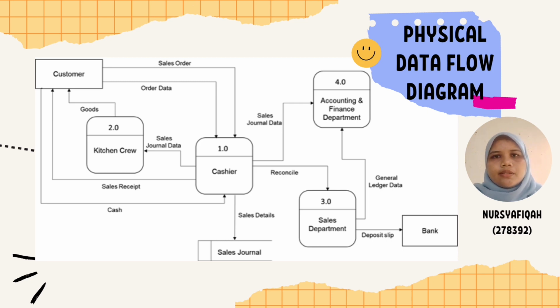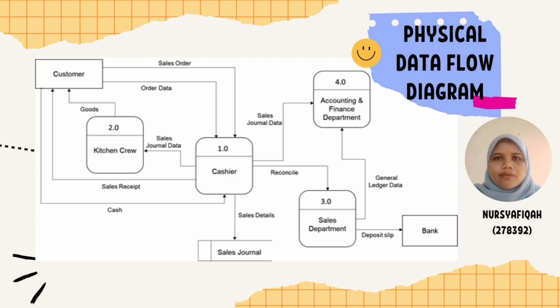The kitchen crew, also known as general workers, will prepare the order for the customer. The third entity involved is the sales department. They record data from the cashier, which is continuously updated to the sales department. This means that the cashier will reconcile cash in hand with the sales records and give the detailed information to this entity. The sales department will send a deposit slip to the external party, which is the bank.